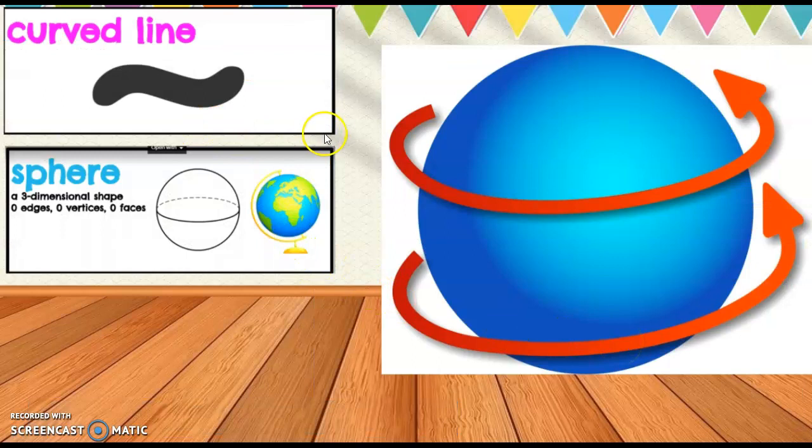All right. So a sphere has curved edges. Can you say that? A sphere has a curved edge. So anytime you hear someone ask, what 3D shape has a curved edge? You're going to say a sphere.